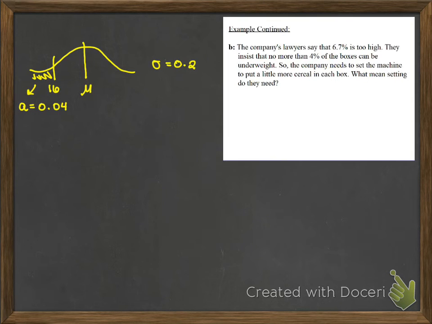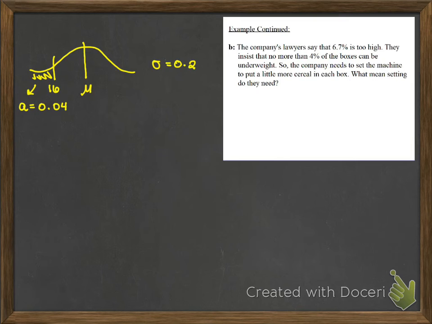Now here's the thing, continuing with this example, the company's lawyers say that 6.7%, aka our 6.68%, is too high, and we shouldn't have more than 4% of boxes to be underweight. So we need to reset the mean. So that's what we need to figure out. So that middle line, the mean, is our unknown. We're still advertising that the cereal is 16 ounces, but the percent to the left of it can be no more than 4%, so 0.04. It didn't say anything about changing the standard deviation, so our standard deviation stays at 0.2.